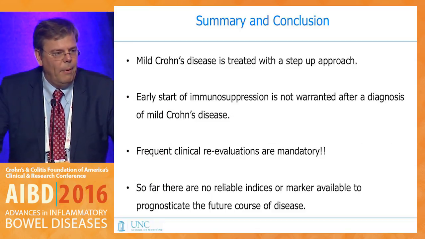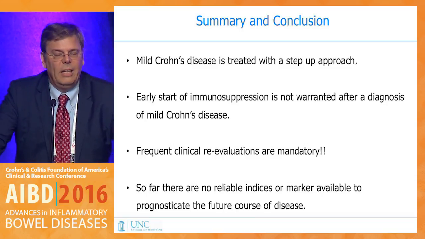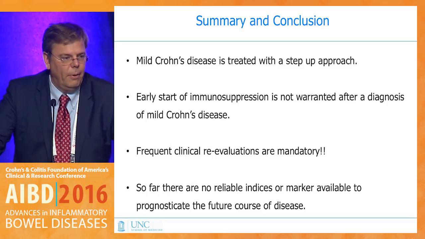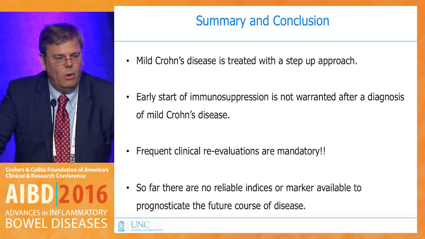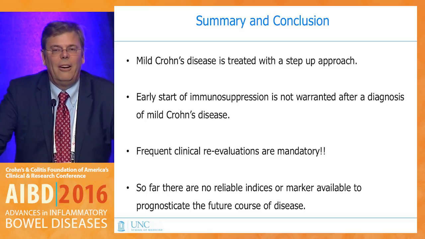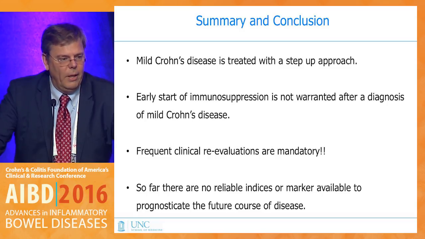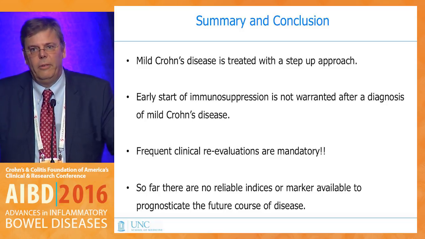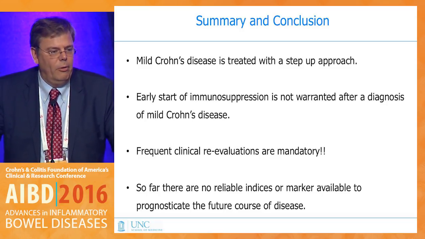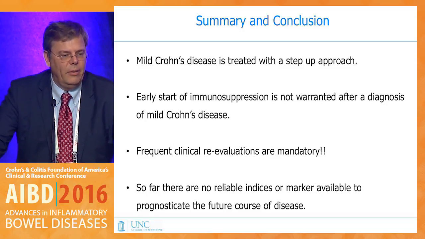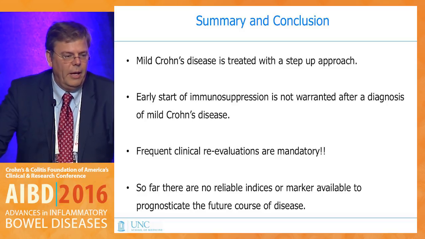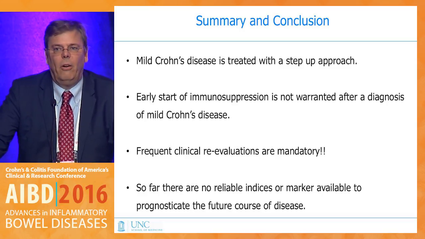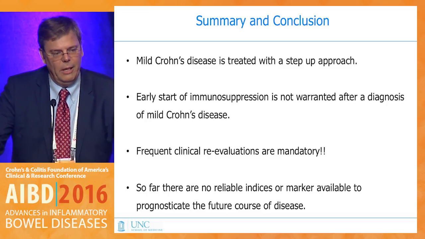So I want to sum up that mild Crohn's disease is treated with a classical step-up approach, not with a top-down approach. We do a classical step-up. Early start of immunosuppression is not warranted after a diagnosis of currently mild Crohn's disease. However, frequent clinical re-evaluations are mandatory, as you see in the last case. And so far, there are no reliable indices or markers that prognosticate the future course of disease in an individual patient. In a cohort of patients we can, but not in an individual patient.